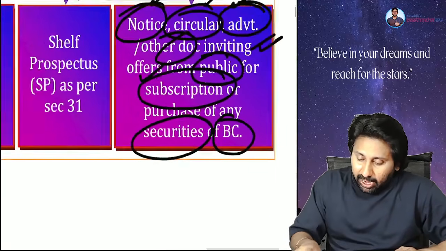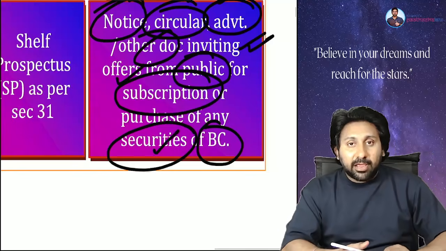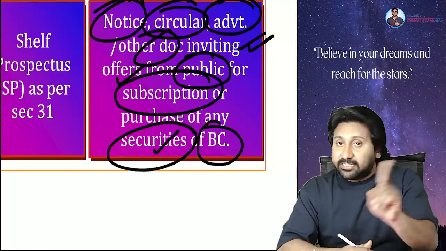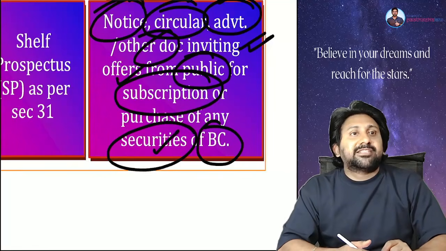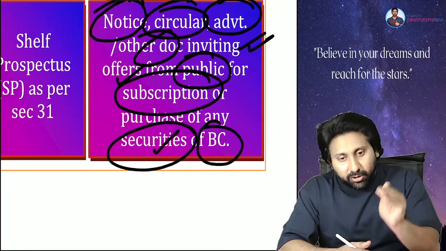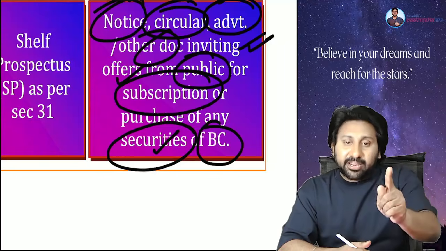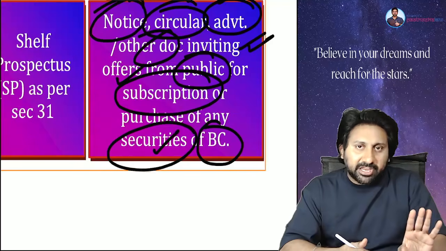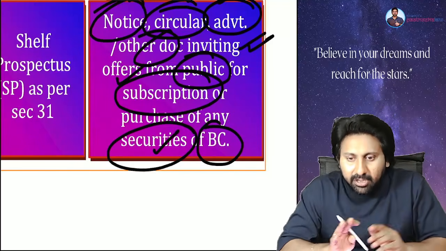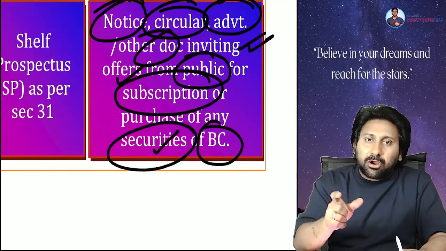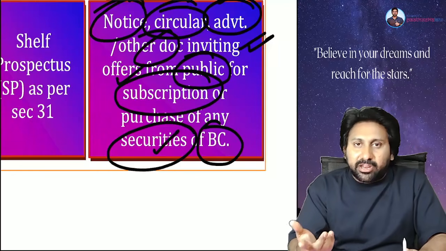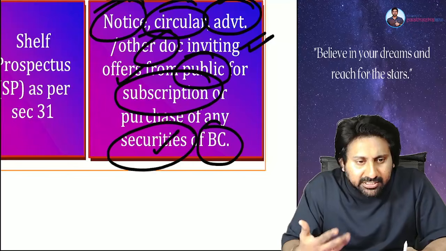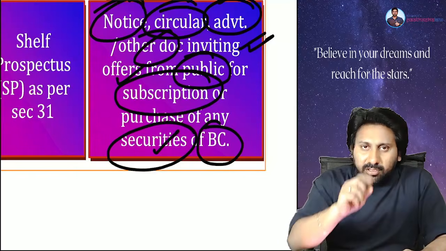Next, I used the word security. I did not use the word share. This chapter is applicable for securities, not only for shares. Not for shares means shares are not applicable? No, no. In securities, one of the things is share. Share is a security, but every security may not be a share. Debenture is a security. Bonds, security. Preference share, security. Commercial paper, security. Deposits, a security. But those are not shares.